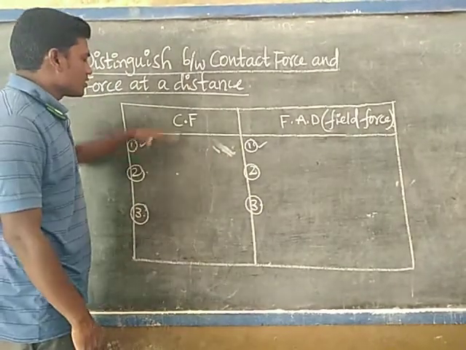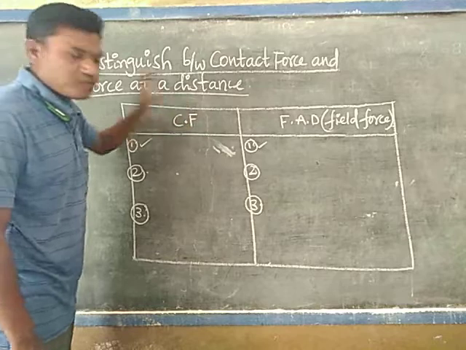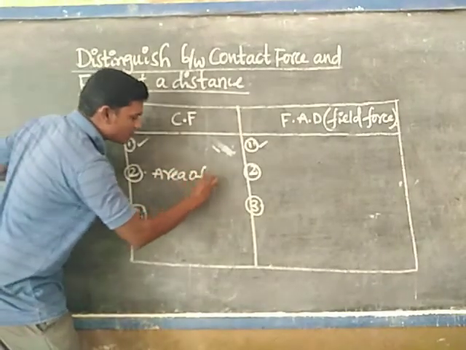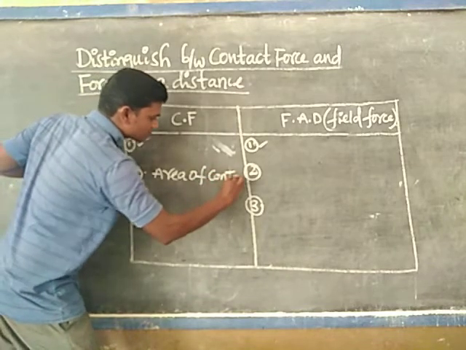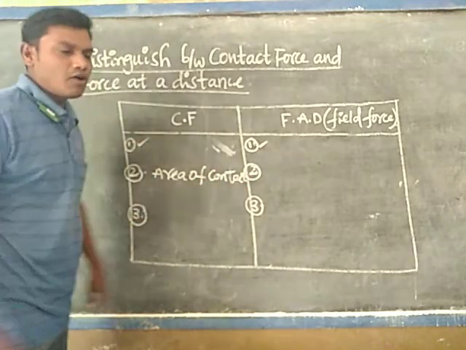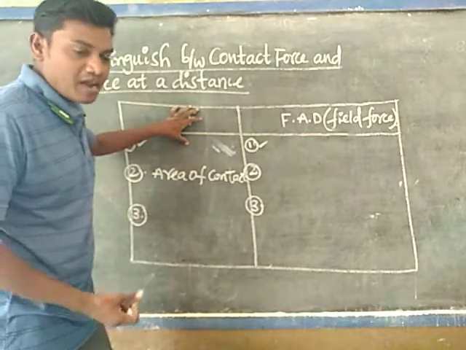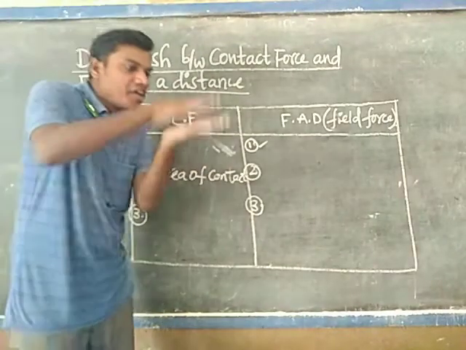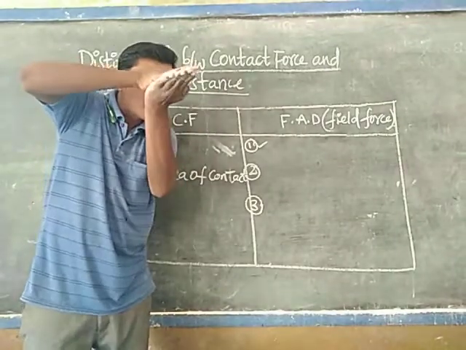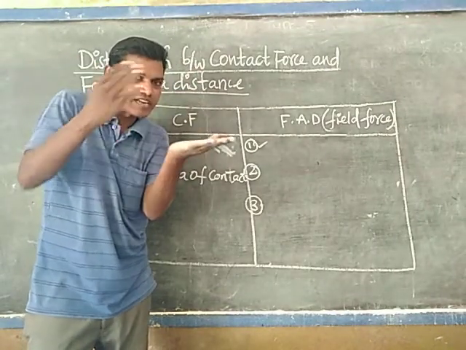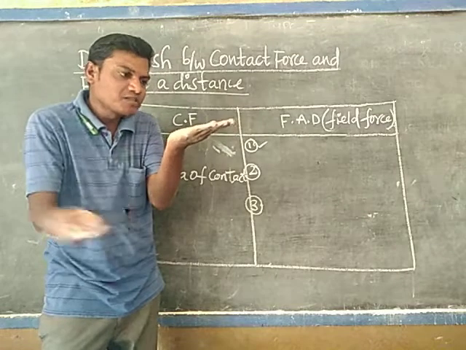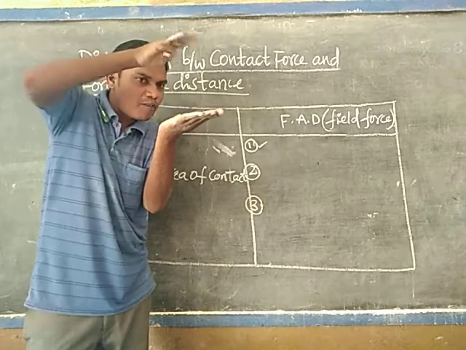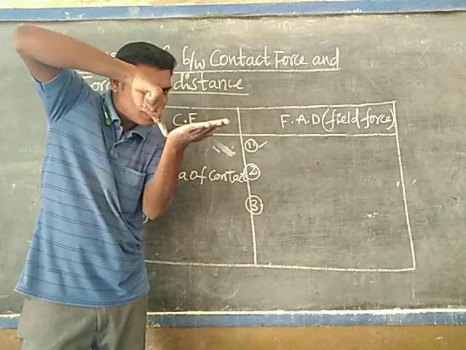Contact force depends on the area of contact. So listen, contact force depends on the area of contact of the two bodies. It means if it occupies more area, for example when a body is placed over another body, the upper body will occupy some surface on that one.